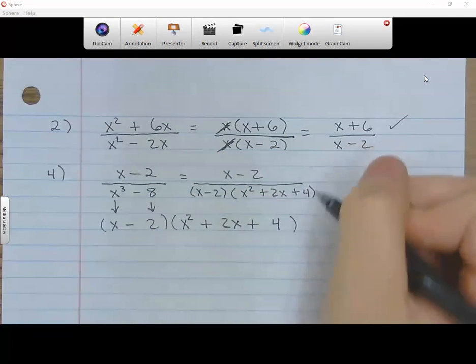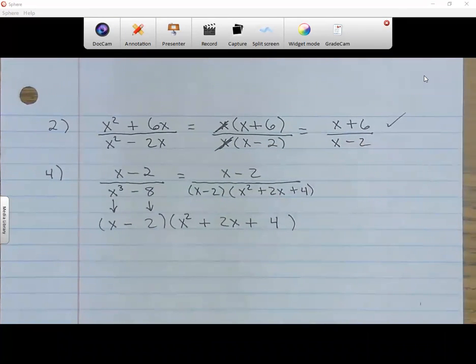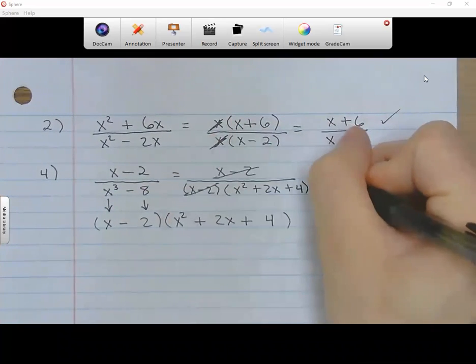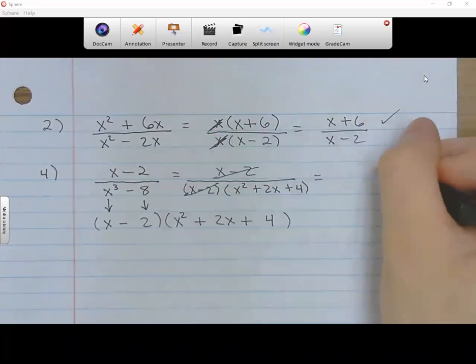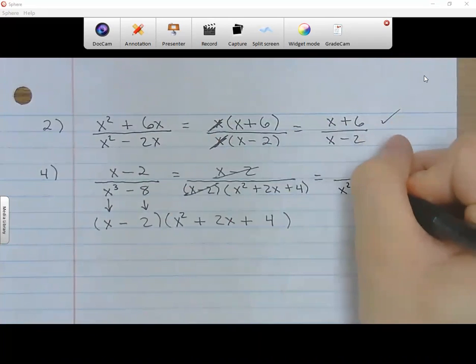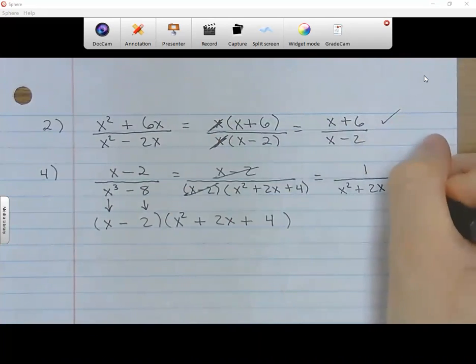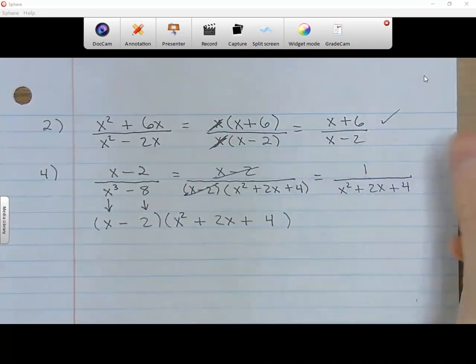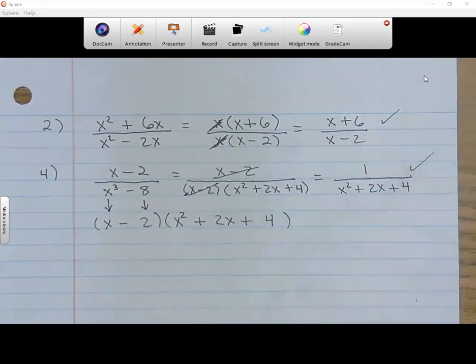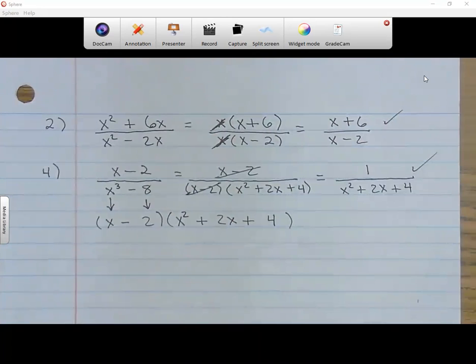All right, so now what's the same on the top and bottom? The x minus 2. So I can cross those out. What am I left with at the top? Nothing, so I leave a 1. What am I left with at the bottom? I've got x squared plus 2x plus 4. I can't do anything with this because, remember, you can't factor the long part, so I'm going to leave it like that. Okay?